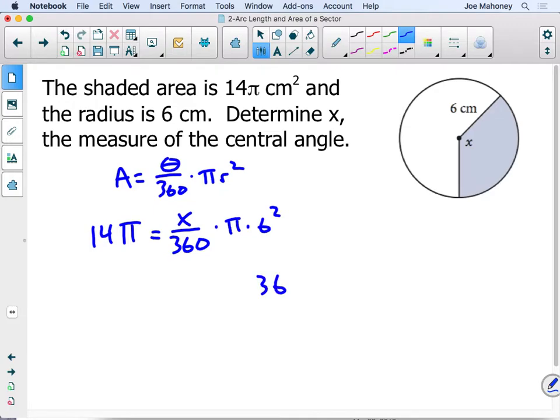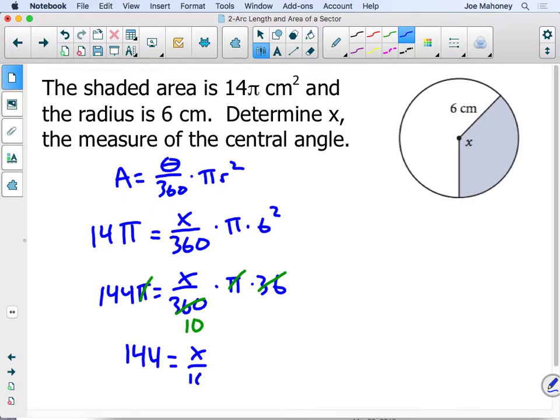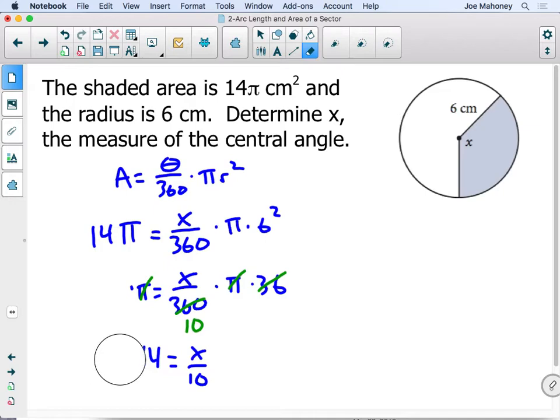So if I do 36, and then if I divide that by 360, good things happen. Because 36 goes into 360 10 times. Do you also notice that the pi's cancel on both sides? So really the equation I have now is that 144 equals something divided by 10. Oh, I changed my 14 to 144. Sorry about that.